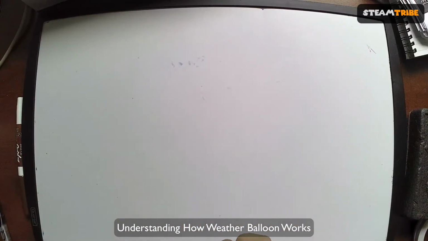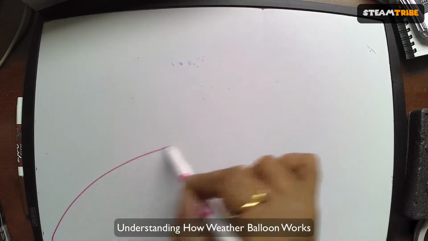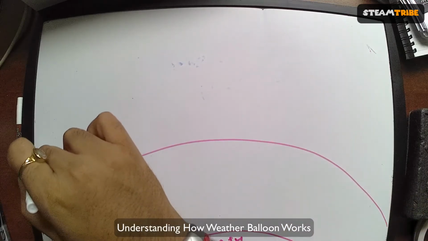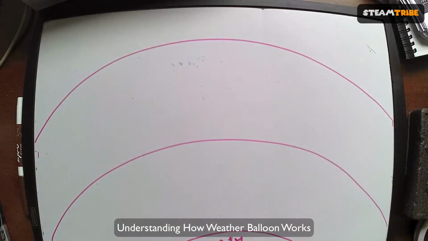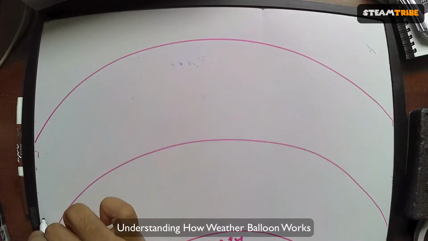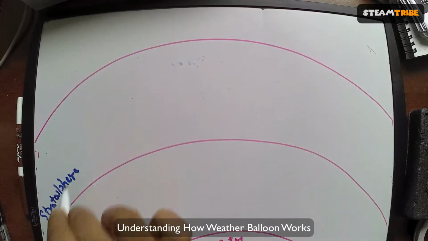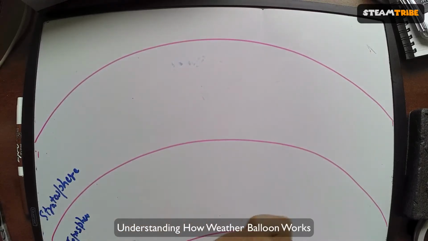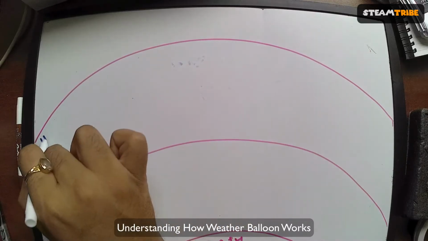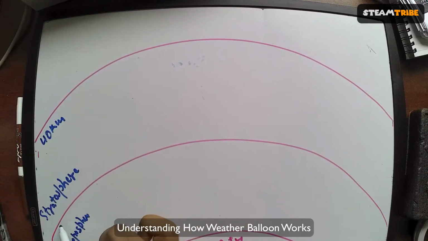So this is our beautiful Earth, and then there is another fascinating layer here, and then there's another layer. We'll just discuss the bottom two layers. This is the troposphere, and this is the stratosphere. The stratosphere goes up to 40 kilometers, and the troposphere is about 20 kilometers.